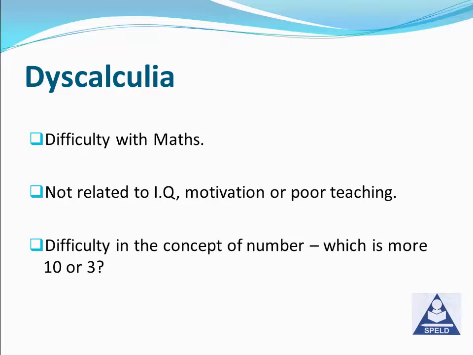Dyscalculia is a difficulty with maths. It's not related to IQ, motivation, or poor teaching. Students with dyscalculia have difficulty with the concept of a number, which is more, 10 or 3, and they don't have a concept of fiveness. What does 5 look like? What does it feel like?